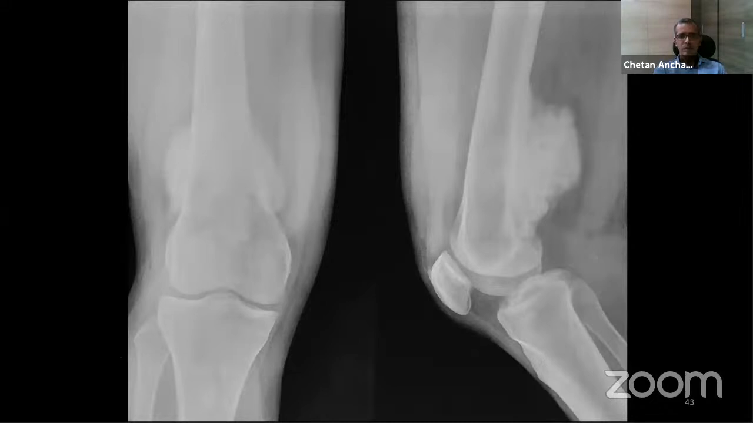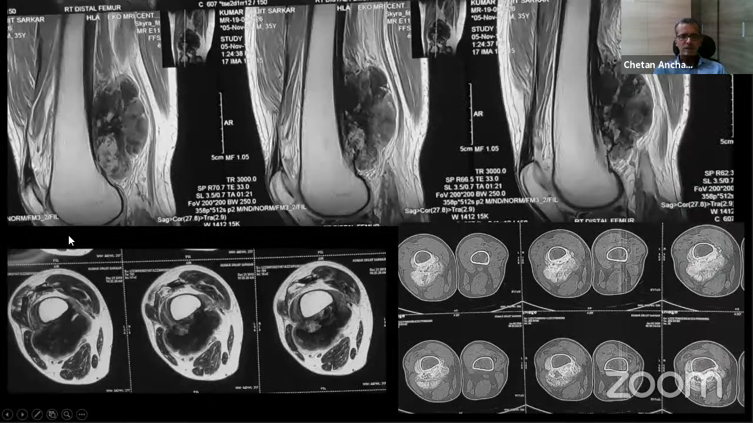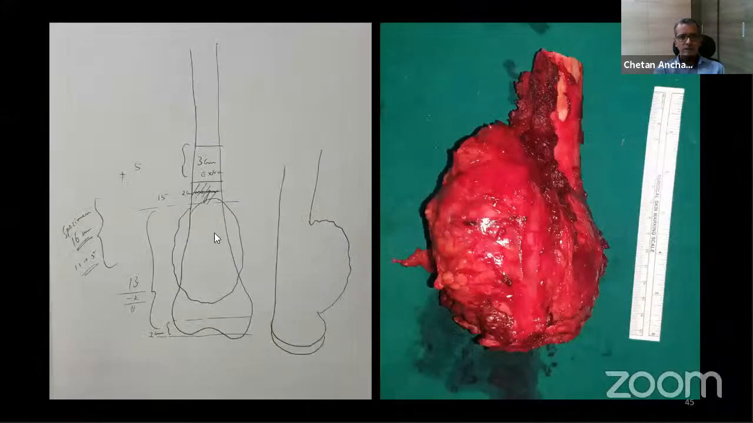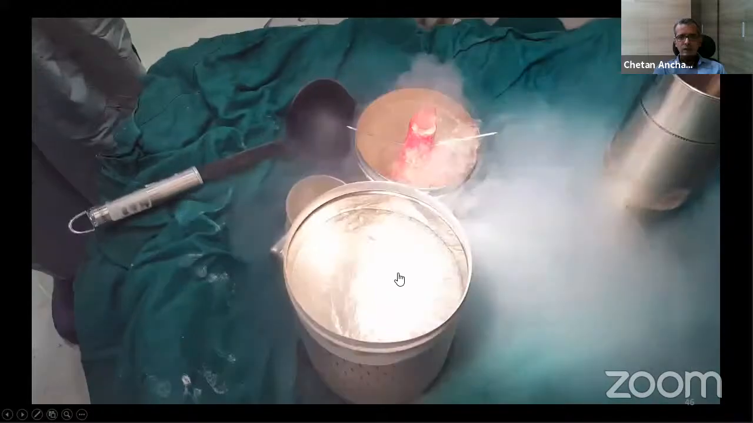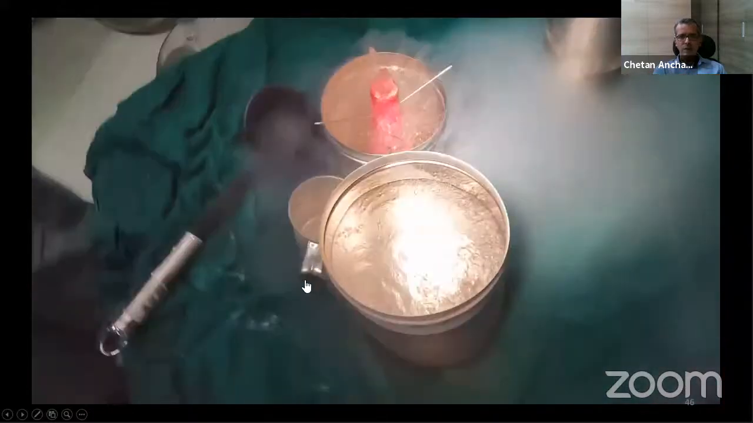This is a patient with periosteal osteosarcoma of distal femur where I could do this kind of extracorporeal cryotherapy. That is his MRI image and CT scan here on the lower right. So based on the planning, 16 centimeters of the bone was resected, preserving 2 centimeters of the distal end. It was then dipped in liquid nitrogen for 20 minutes.